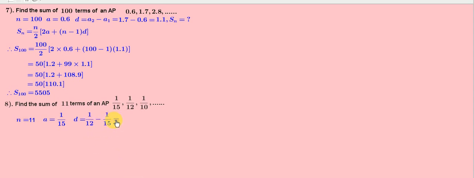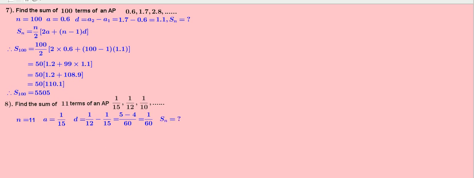LCM of 15 and 12 is 60. So d is equal to 5 minus 4 by 60. 12 divides 60 by 5 times, 15 by 4 times. Therefore, common difference d is equal to 1 by 60.